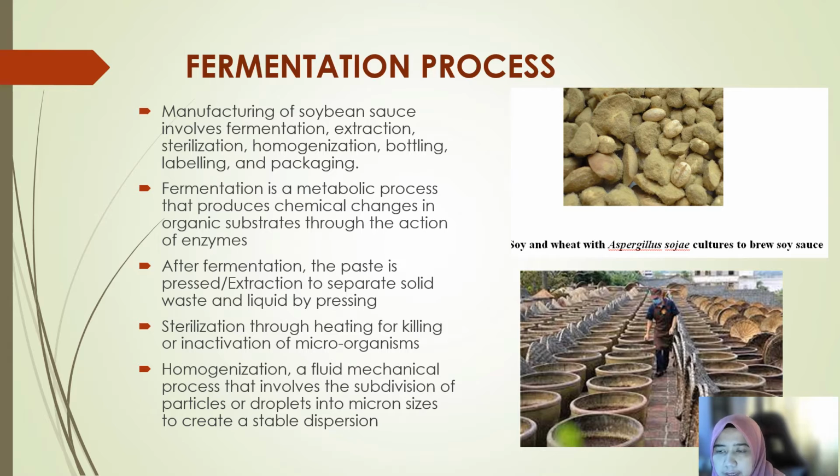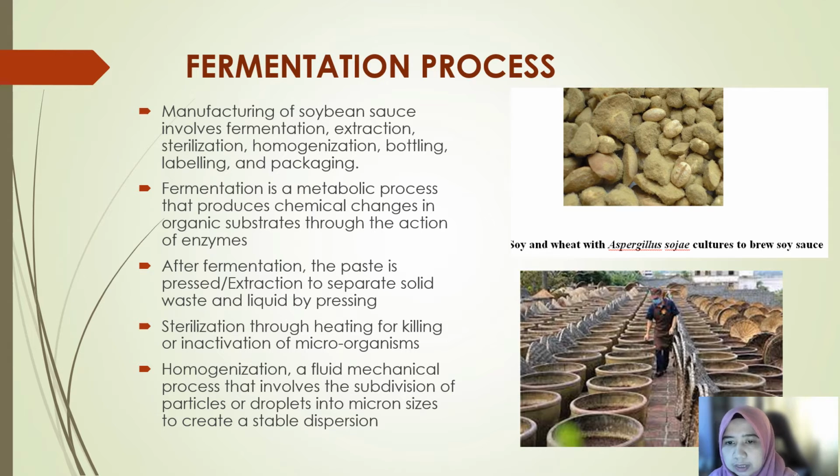Okay, as we can see, the figure shows the soy sauce with the wheat and Aspergillus sojae cultures to brew the soy sauce. So there are parts of the process to produce soy sauce, which is a fermentation process. Okay, it involves the fermentation, extraction, sterilization, homogenization, bottling, labeling, and packaging.